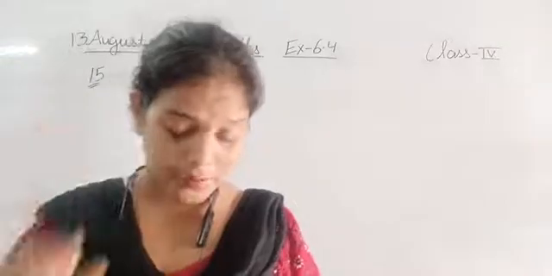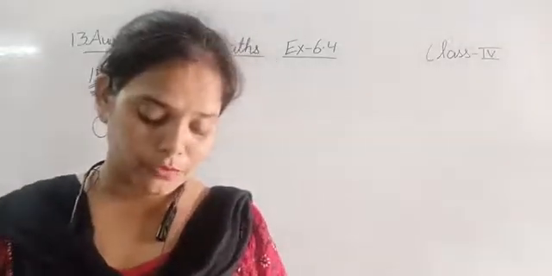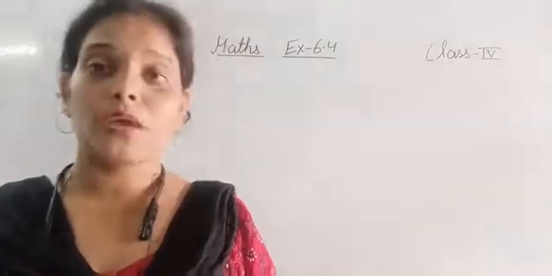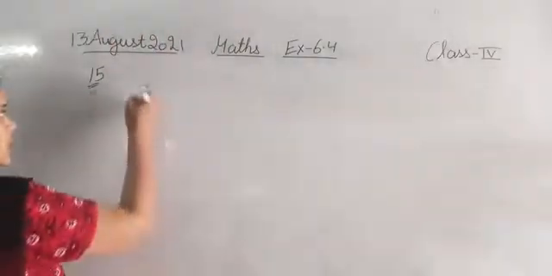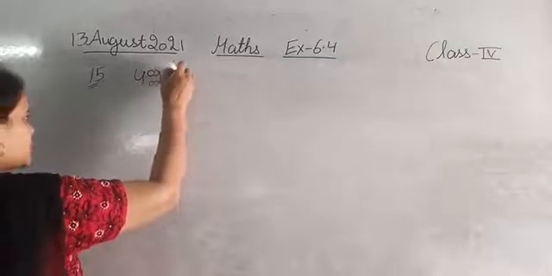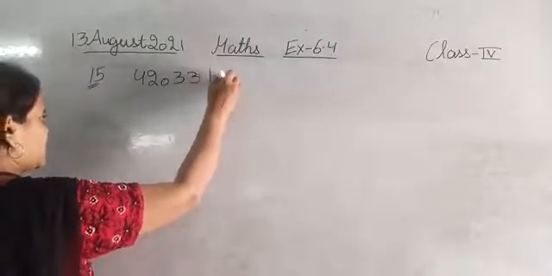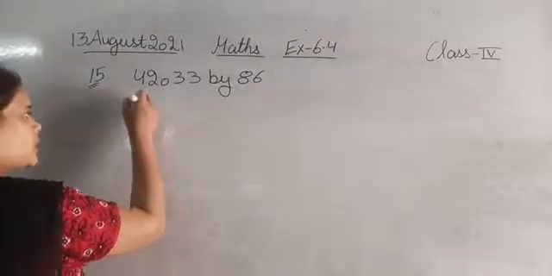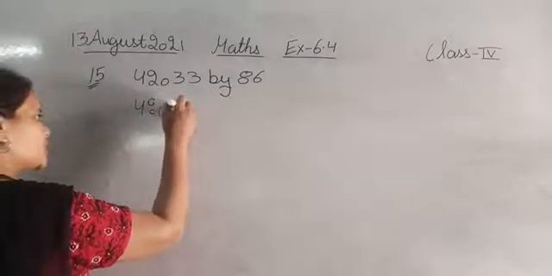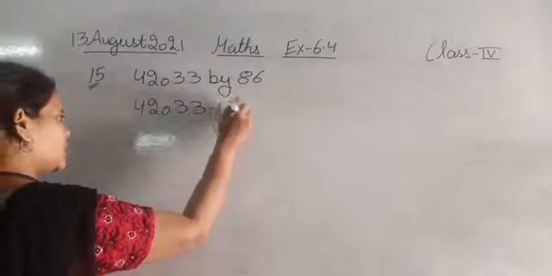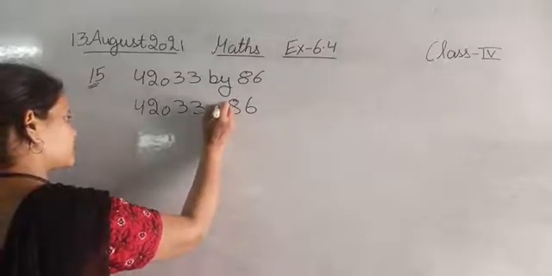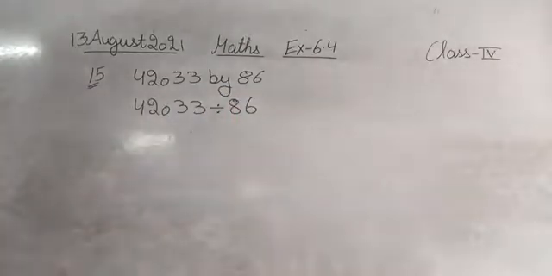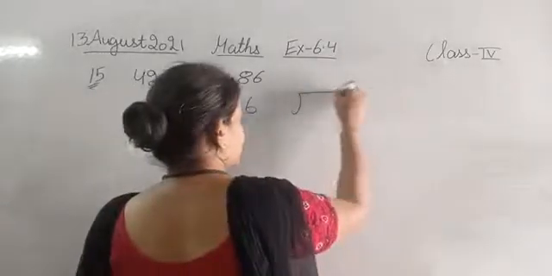So the number is, we have to divide 42,033 by 86. We have to divide 42,033 by 86. So we have to divide these two numbers. Let's divide it with the long division method.